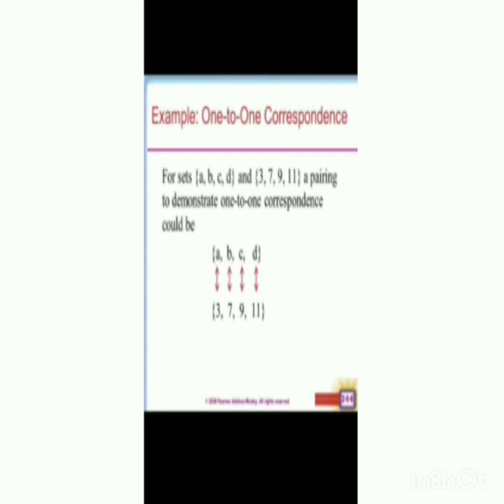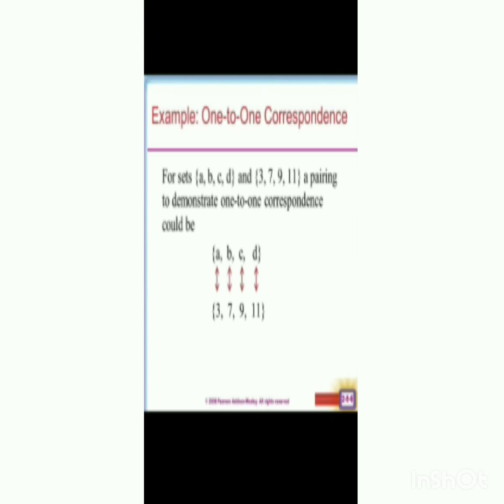Here is an example of one-to-one correspondence. You can see that two sets are given. In the above set, the elements are A, B, C, D, and in the below set, the elements are 3, 7, 9, 11. And we can see that the element of the set given above, A, corresponds to the first element of the second set.